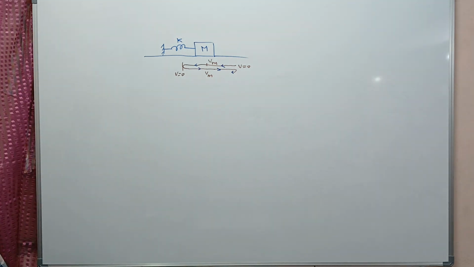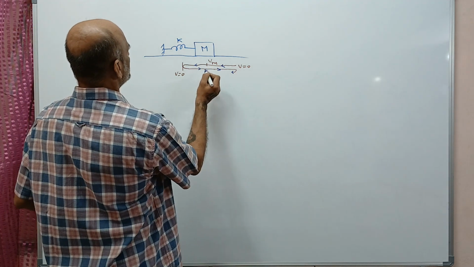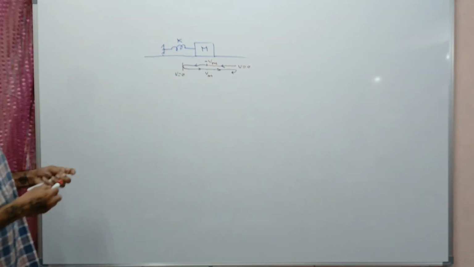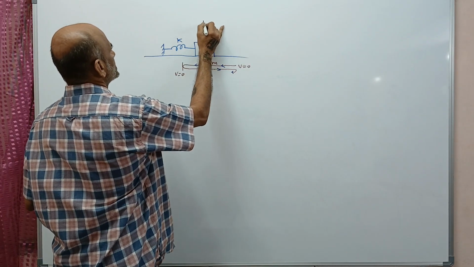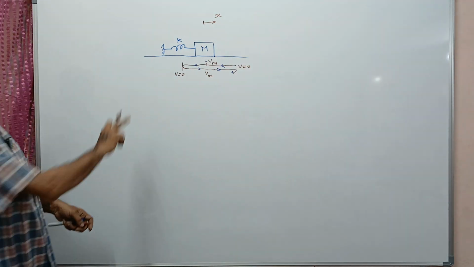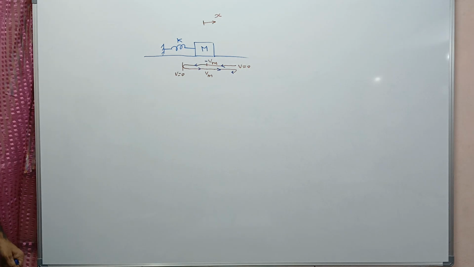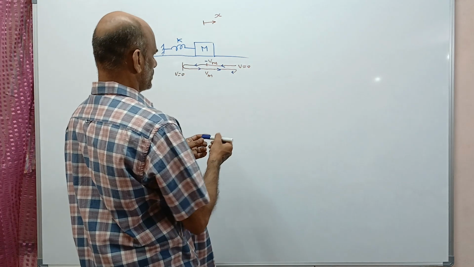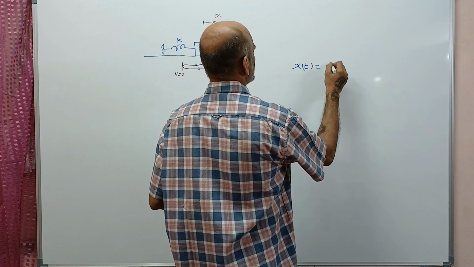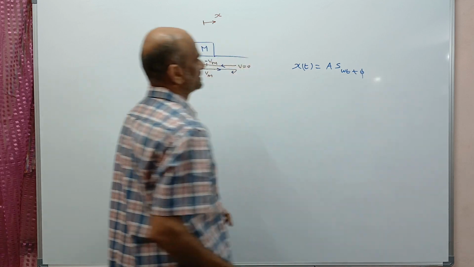And this motion is called simple harmonic motion, or SHM. Actually, it's going from here to here. The velocity is towards the left, so it should be minus. The x direction I am choosing as towards right, the direction of the positive x-axis. So if it's going this way, the velocity is positive. So the x displacement of this motion will look like this: A sin(ωt + φ).